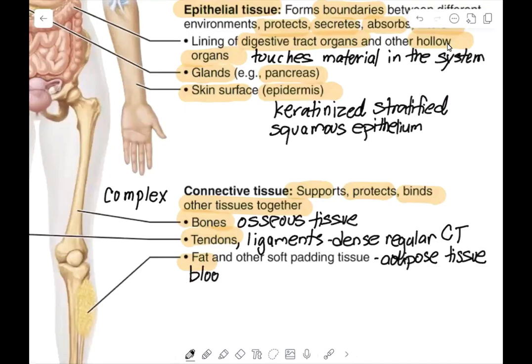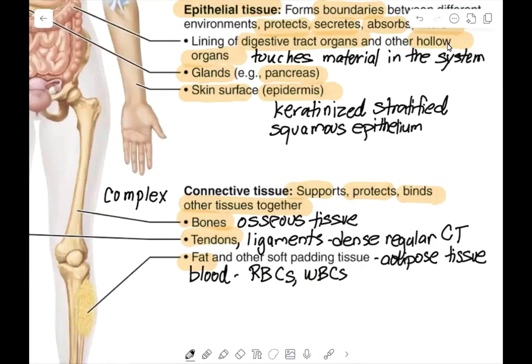Even blood, which is one of those exceptions because it has what's called a liquid extracellular matrix. It's going to contain red blood cells and white blood cells. And there's some others that we're going to talk about. So, again, the most complex group of tissue is going to be connective tissue.